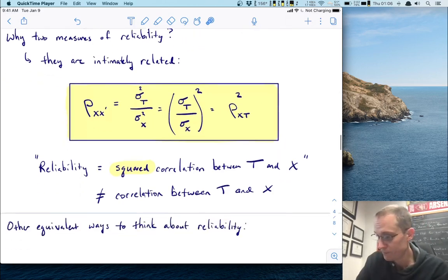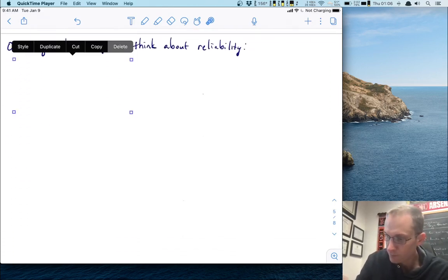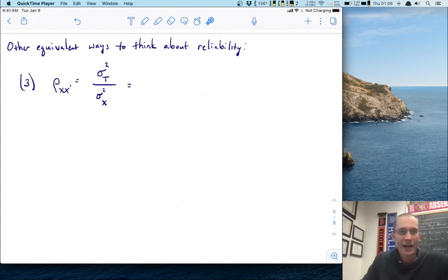We're going to end with four of them. Let's go ahead and look at these last two, these other equivalent ways to think about reliability. So the third one, let's just work out mathematically what this turns out to be.